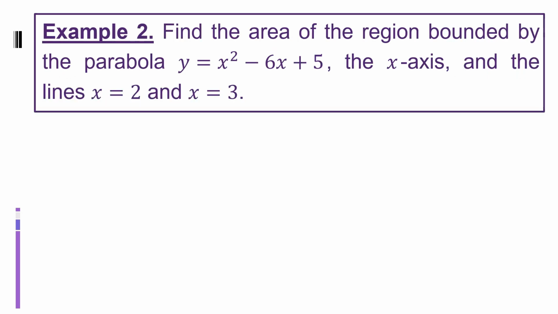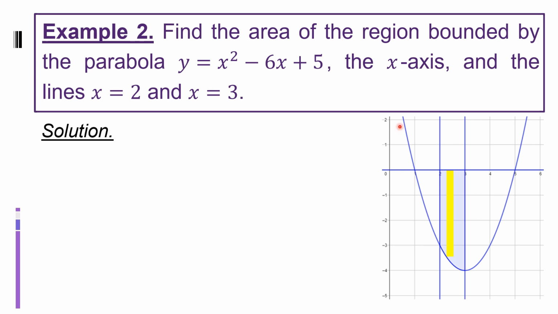Let's find the area of the region bounded by the parabola y equals x squared minus 6x plus 5, the x-axis, and the lines x equals 2 and x equals 3. So for our solution, again, we visualize ano ba yung itsura ng area na yan. So this is our curve y equals x squared minus 6x plus 5. Then we have the x-axis and the lines 2 and 3.